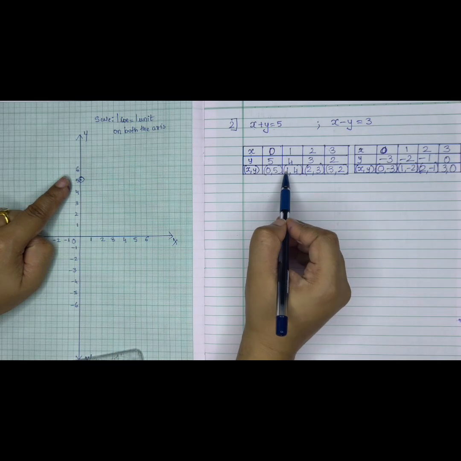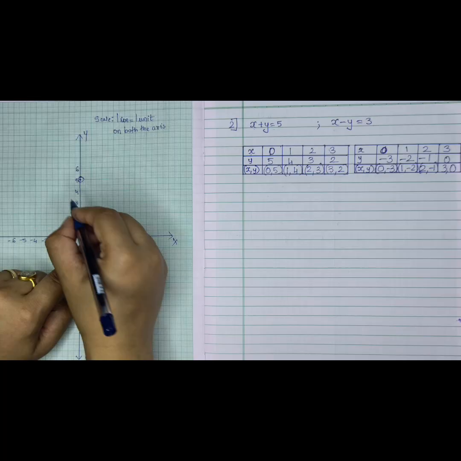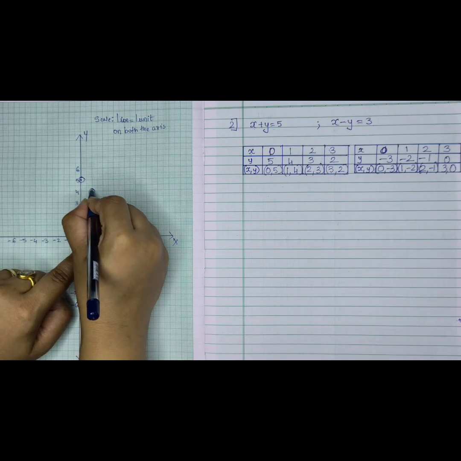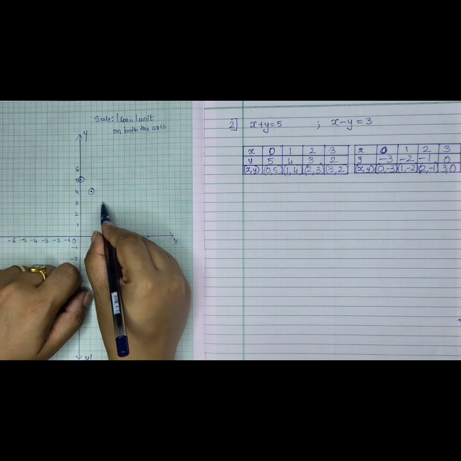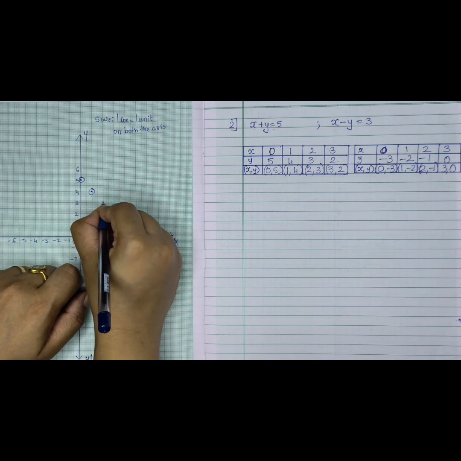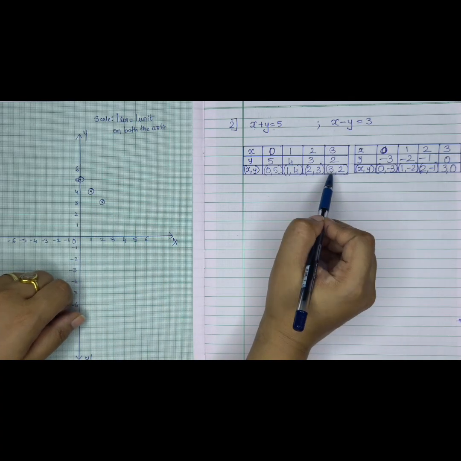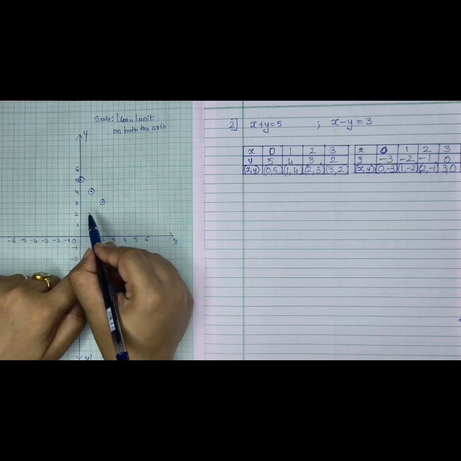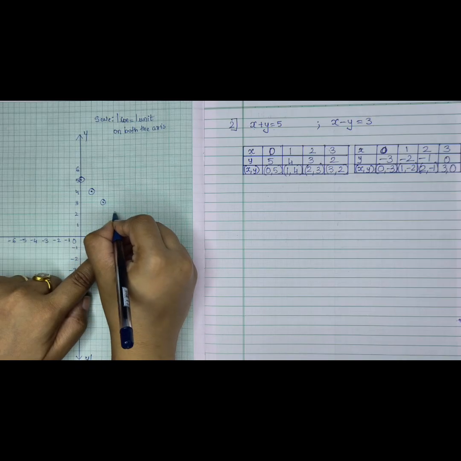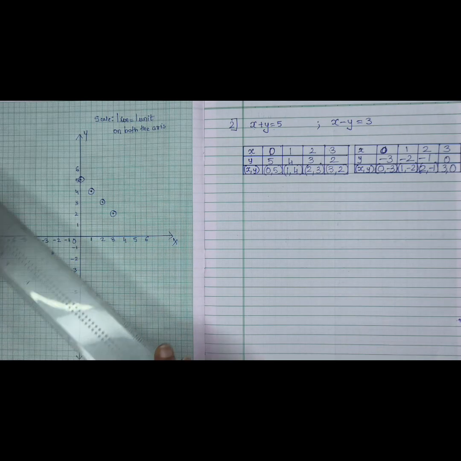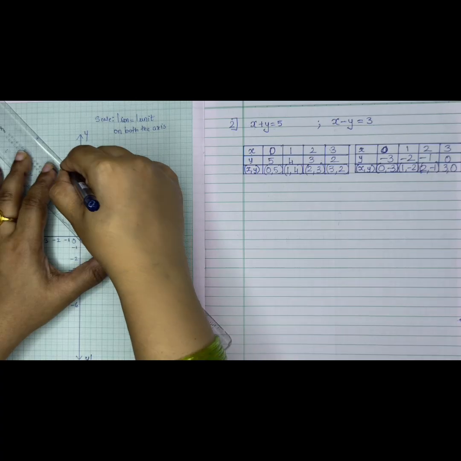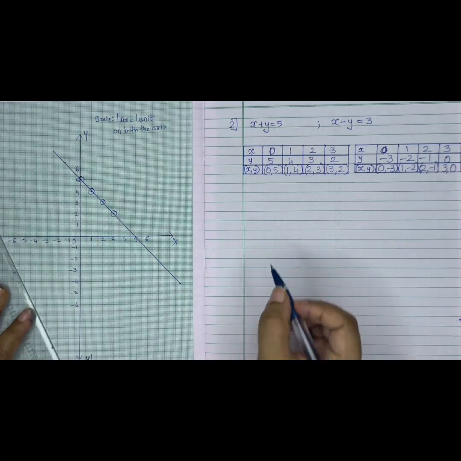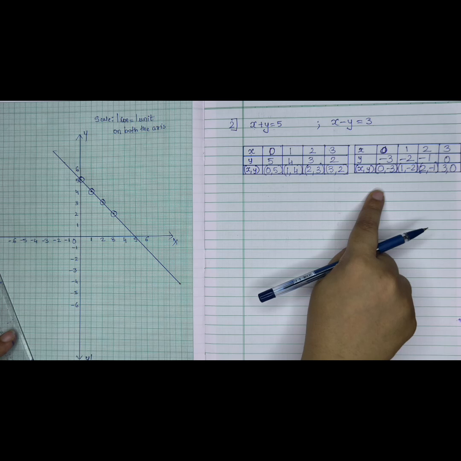Next is x is 1, y is 4. Then x is 2, y is 3. Again x is 3 and y is 2. Now join that and draw a straight line there.